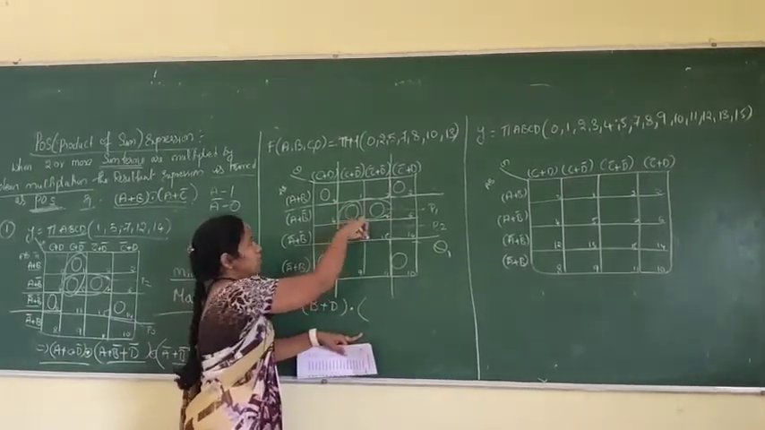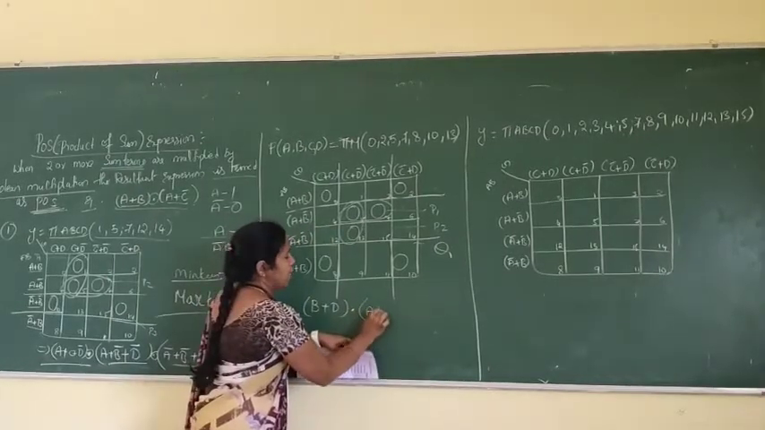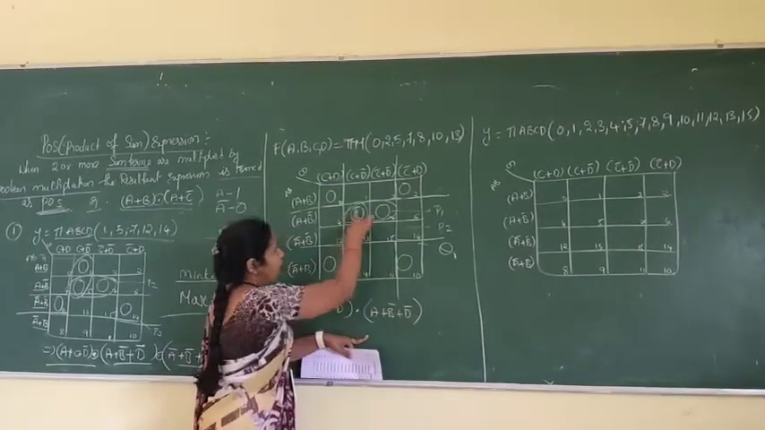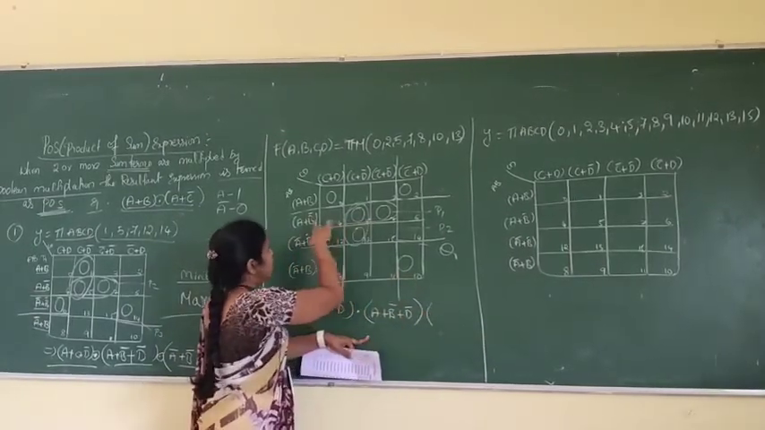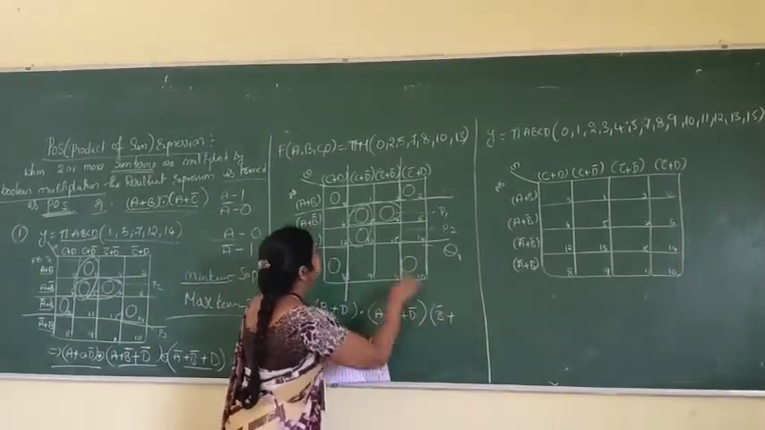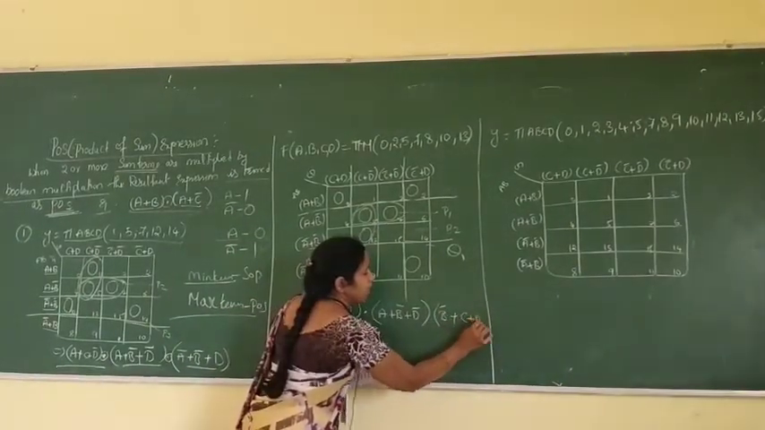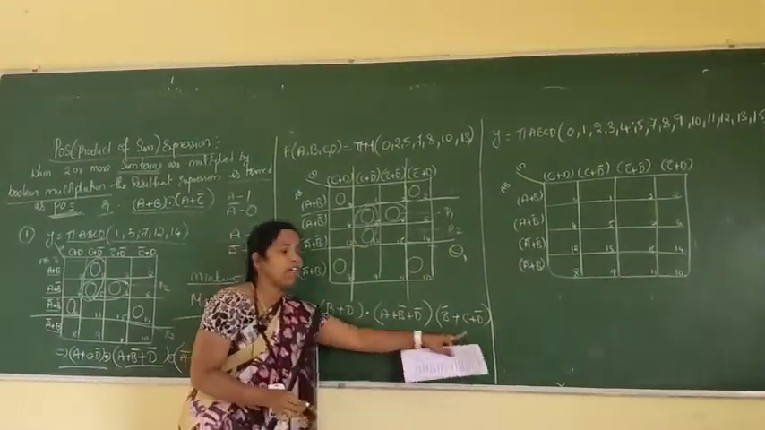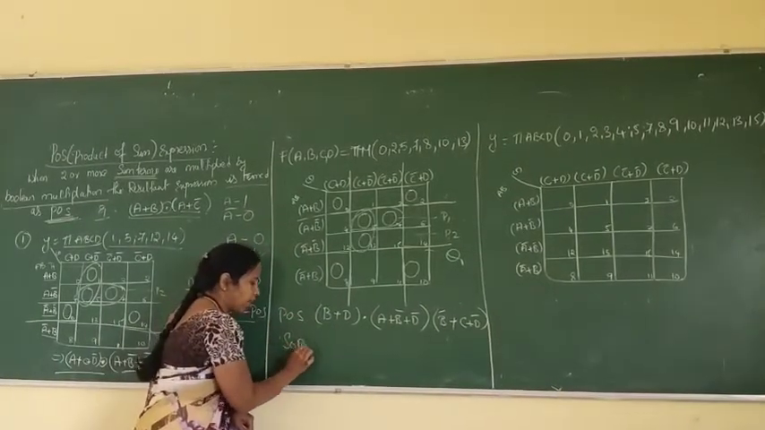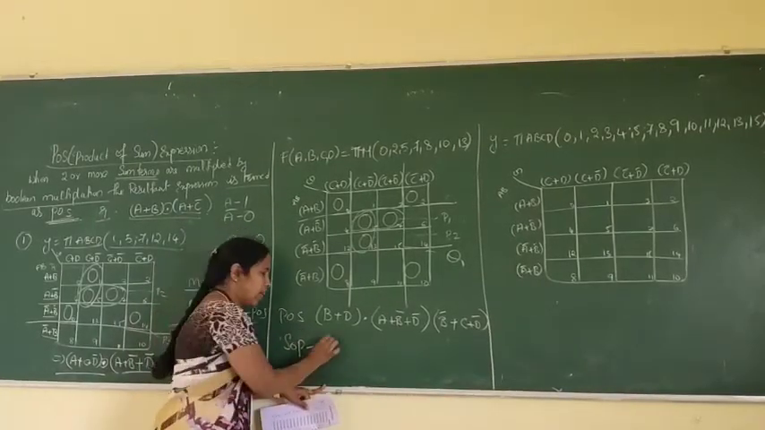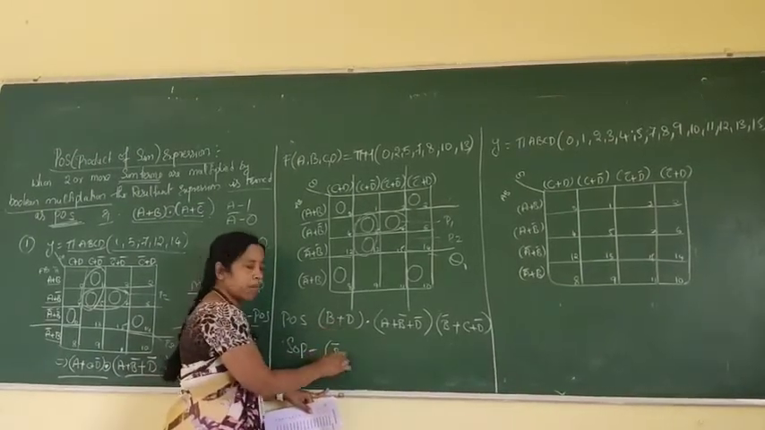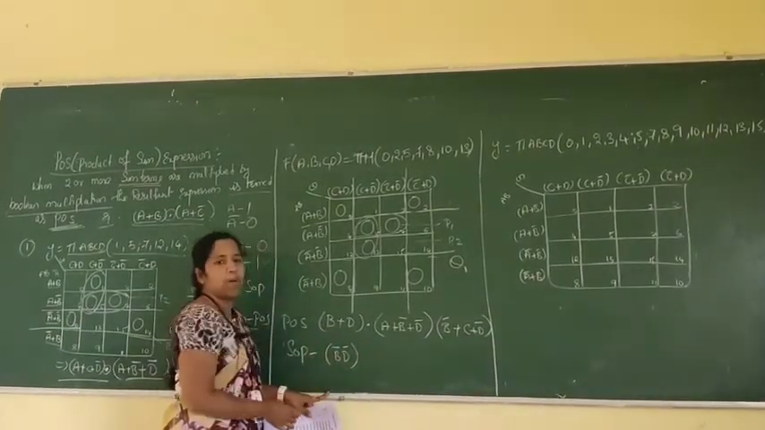After that, first row, second row, A plus B bar, and these two C bar will get cancelled, D bar. And here in this case, A bar will get cancelled, B bar plus, and here you have C plus D bar, product of sum terms. This is POS. If you want to write the SOP expression, then B will be replaced with B bar, plus will be replaced with multiplication, that is B bar D bar.